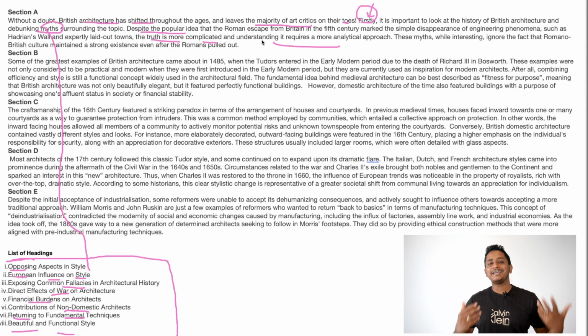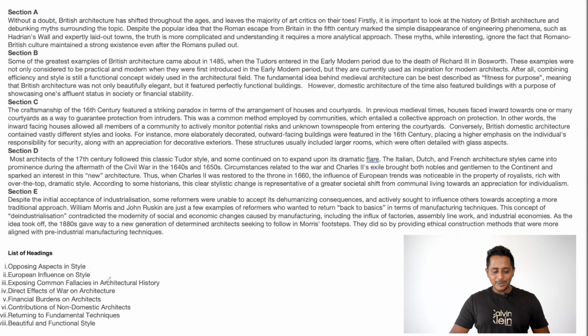I think this is enough. See, the idea of match heading is time should be spent wisely. People read and don't understand what it is. So here I have underlined the words common fallacies, debunking myths, understanding it requires, it's more complicated. I think all of them are relating to debunking myths. So I think this could be the perfect heading for the very first one. Any doubts? Do leave a comment in the comment section.